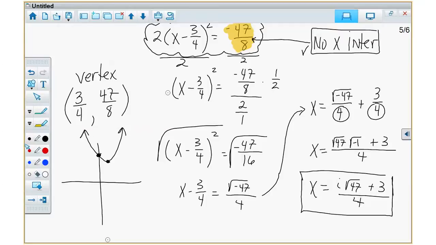And of course, the line of symmetry is right here. The domain is all real numbers. The range is from 5 7/8 to infinity. Decreasing is from negative infinity to 3/4. Increasing is from 3/4 to positive infinity. Capiche?